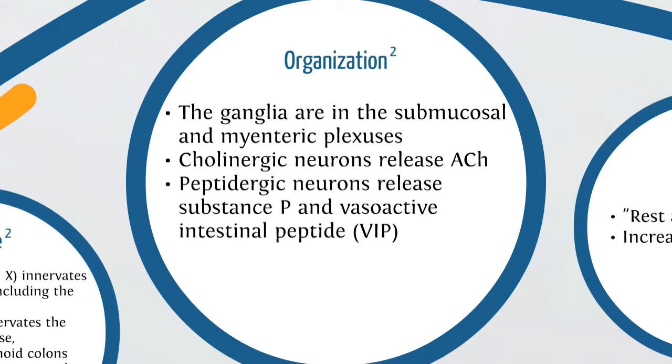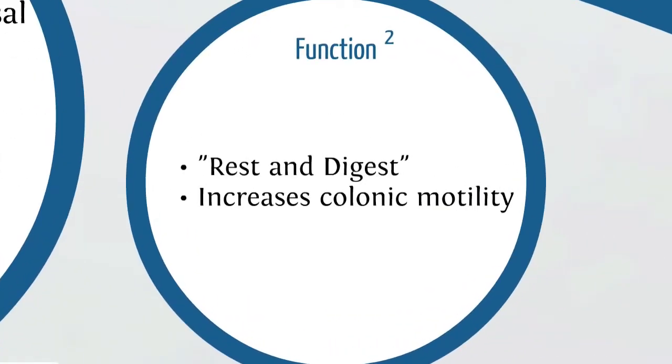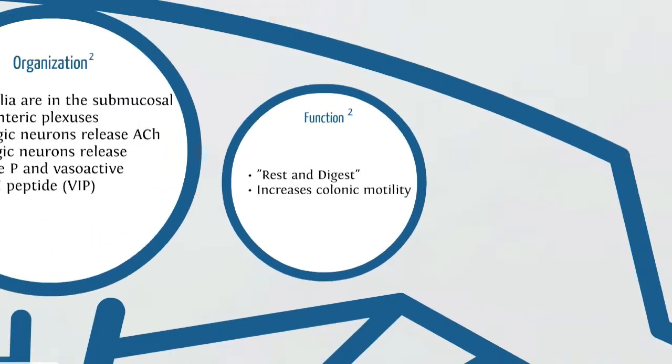From here, the postganglionic fibers are classified as either cholinergic neurons that release acetylcholine or peptidergic neurons that secrete substance P and vasoactive intestinal peptide, or VIP. Remember, the general function of the parasympathetic system is to rest and digest, and this increases colonic motility.